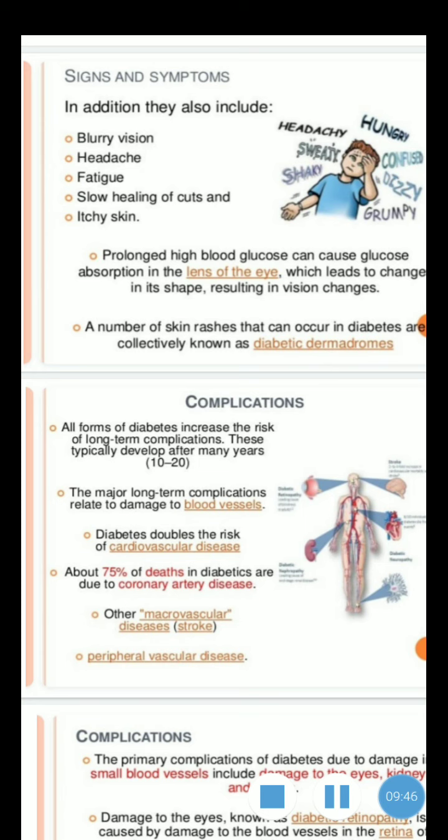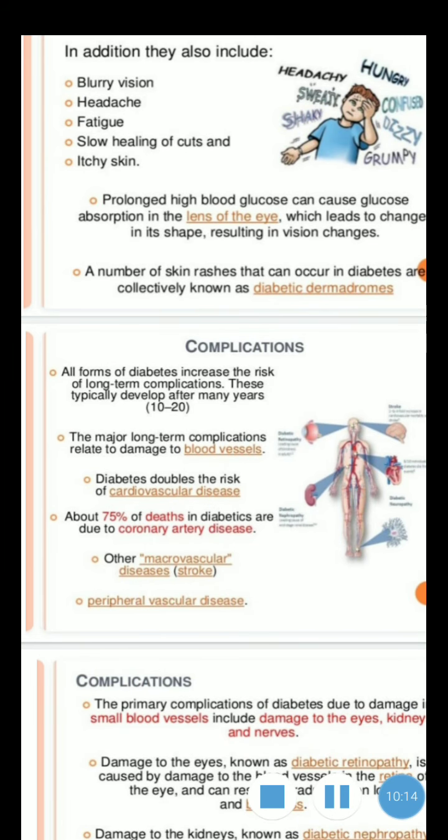Then second, diabetes may double the risk of cardiovascular disease. First, damage to the blood vessel. Then second, risk of cardiovascular diseases. About 75% of deaths in diabetes are due to coronary artery disease. I am repeating, about 75% of deaths in diabetics are due to coronary artery disease.